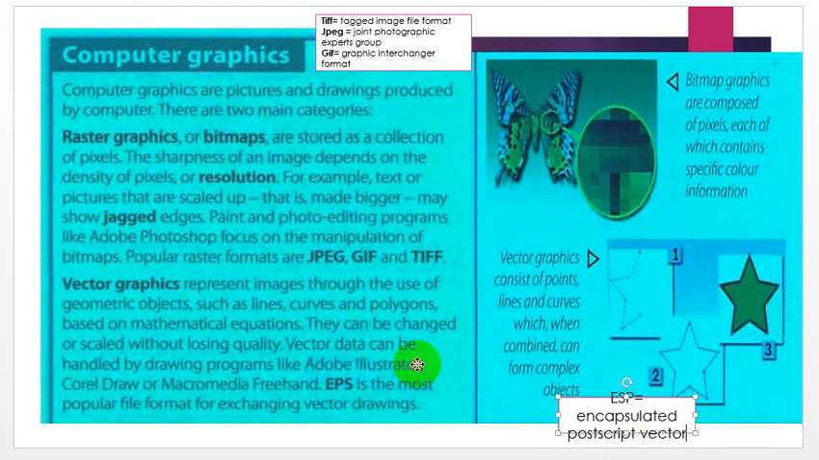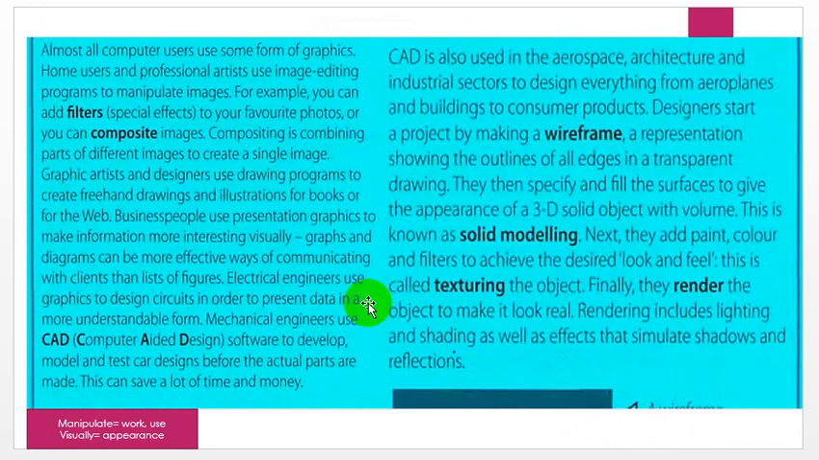Okay, let's go ahead. Here is the picture. You can see vector graphics consist of points, one, two. These are the points, lines, and curves. Okay, let's go ahead.